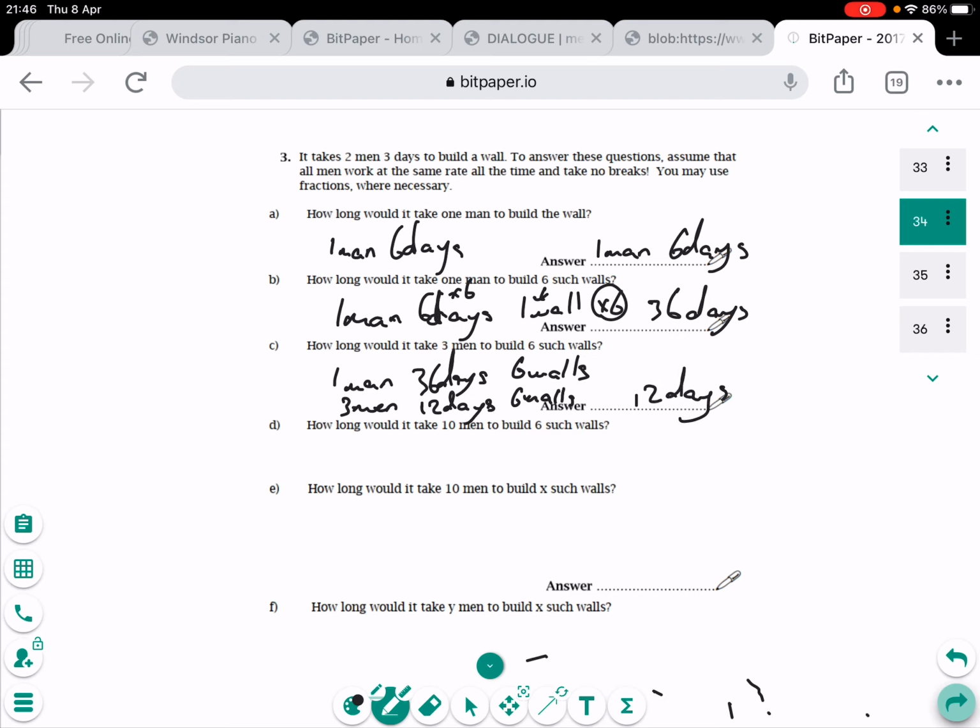10 men to build 6 such walls. So 1 man takes 36 days to build 6 walls. So therefore, times 10 divided by 10, 3.6 days.